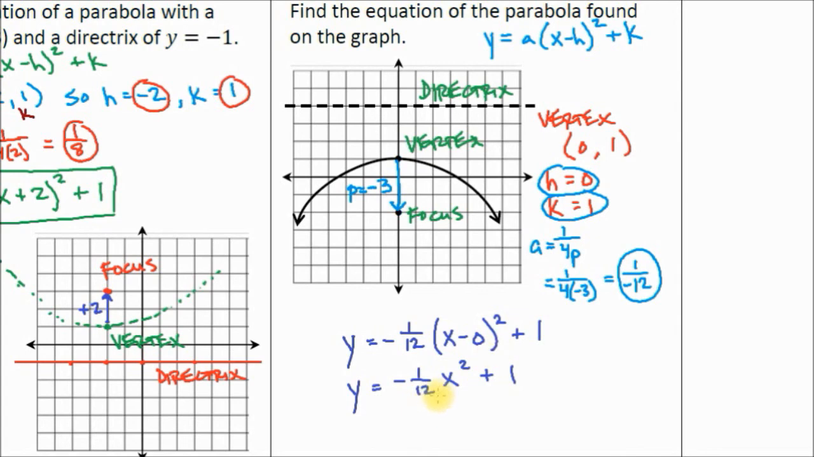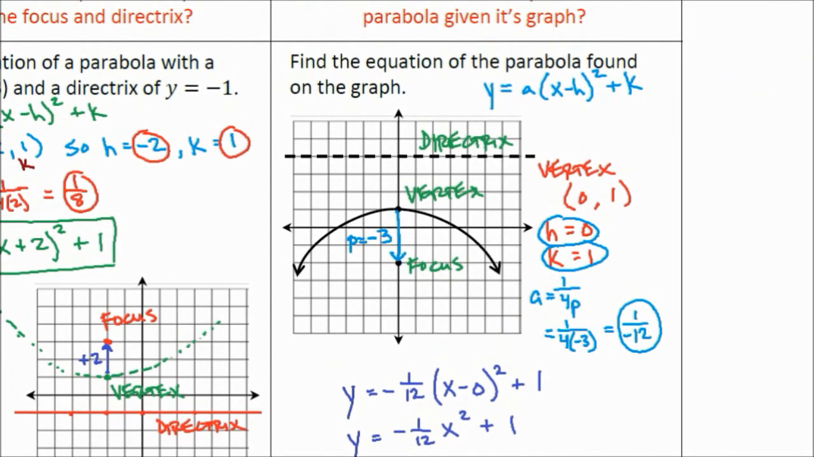All right, let's look at our parabola and take a look at this. Negative 1/12 is a small number. The absolute value of this is 1/12. That's getting close to 0. That means we're going to have a very wide parabola. It's going to be compressed because the absolute value of a is less than 1. So there is how we find the equation of a parabola based on the graph having a directrix and a vertex.